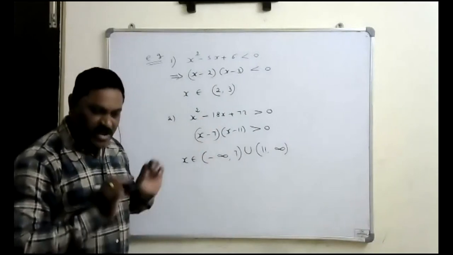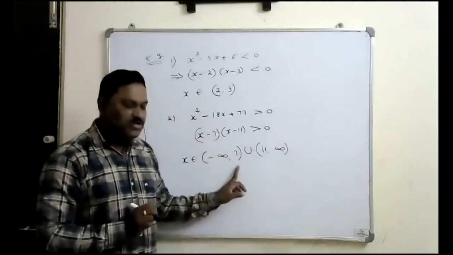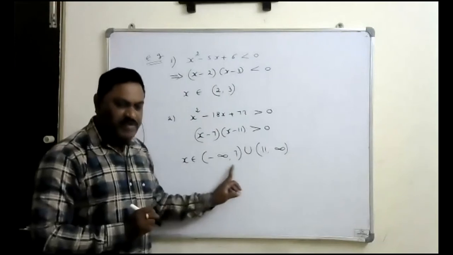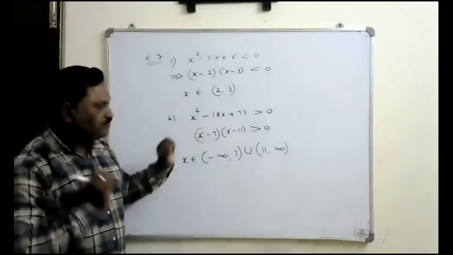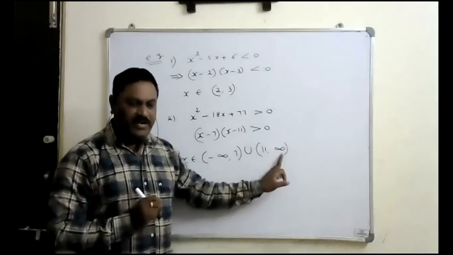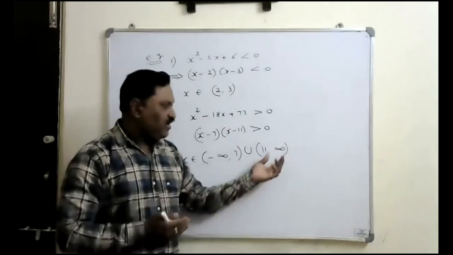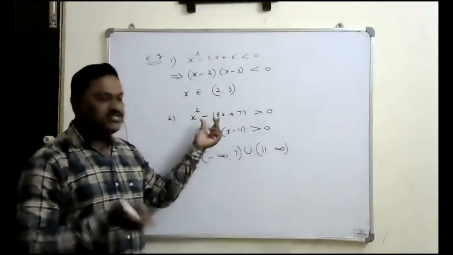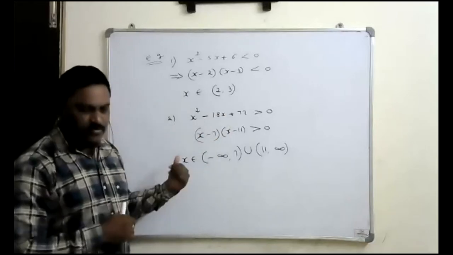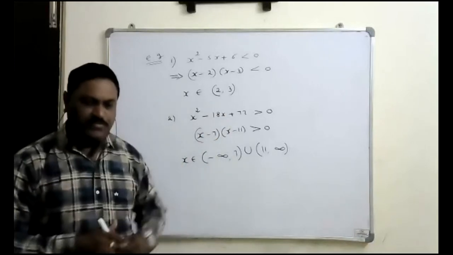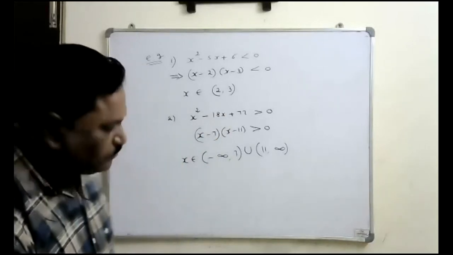Okay, means x values you can take from minus infinity up to 7. For all these values, this is going to give the positive only. Or if I take 11 to infinity, more than 11, for all these values also it is going to give the positive. For remaining values, it is going to give the negative. This will be the solution of this. Okay, take that.